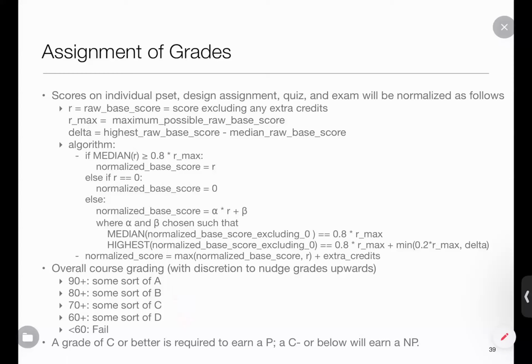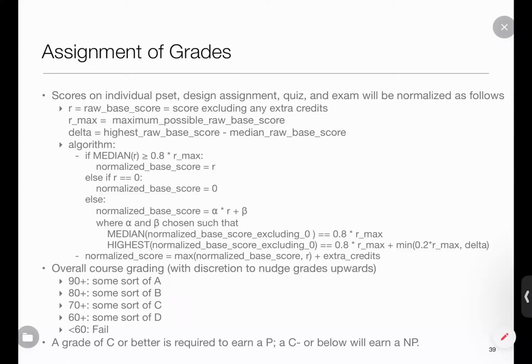The reason I do it this way is because oftentimes I misjudge the difficulty of a problem. In which case, I don't want to say, oh, everyone flunked or everyone got a 60, because remember, it gets normalized. So the median will always be at least 80.